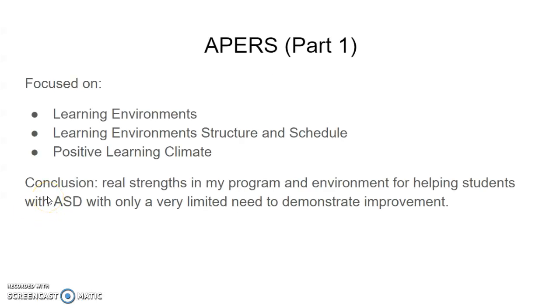In APERS Part 1, I focused on three areas: learning environments, structure and schedule, and positive learning climate. The conclusion from that part one was that I had real strengths in my program and an environment for helping students with autism, with only very limited needs to demonstrate improvement. In part two, you see similar results, although there were more areas for improvement with elements in place, but there were still also a lot of strengths.